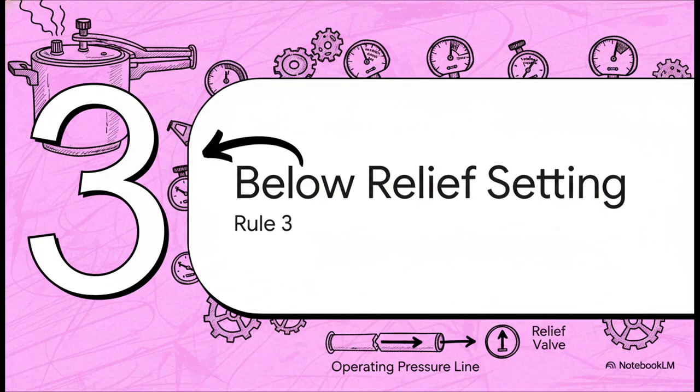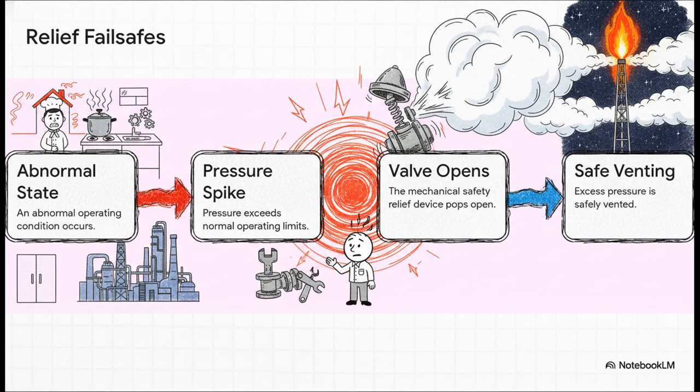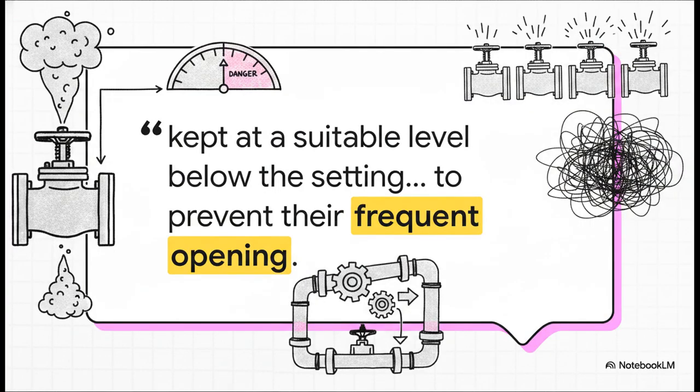And that brings us to Rule 3, keep below relief setting. This third rule actually brings us right back to our kitchen pressure cooker analogy from earlier. Whether it's a home kitchen or a multi-billion-dollar oil refinery, safety codes strictly demand failsafes. So if an abnormal condition occurs, say an operator makes a tiny mistake or a valve just gets stuck, and the pressure suddenly spikes way past our normal operating limits, a mechanical relief device will automatically pop open. This safely vents all that excess pressure into the atmosphere or maybe a flare system, which entirely prevents a catastrophic explosion.